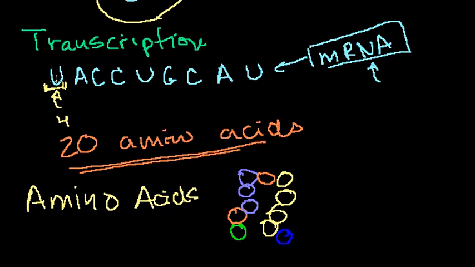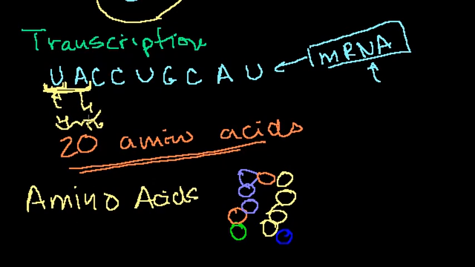But how can we increase the combinations? Well, if we include 2 bases, then how many combinations can we have? Well, we have 4 possibilities here, and then we'd have 4 possibilities here, so we'd have 16 possibilities. But that's still not enough. That's still not enough to code for one of 20 amino acids, to say, hey, this is going to code for amino acid number 5. And we'll talk more about their actual names.